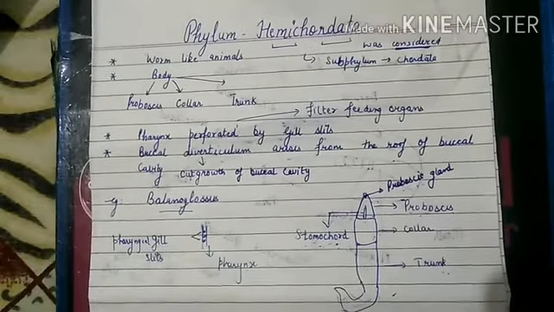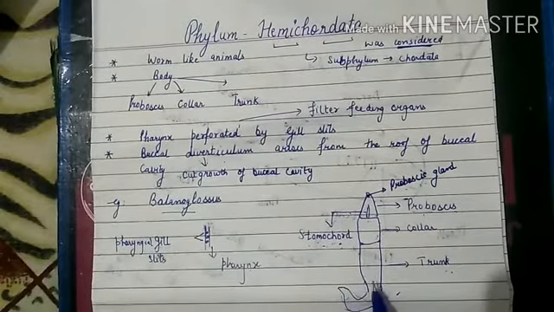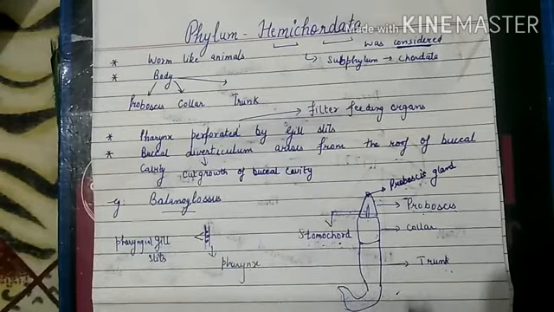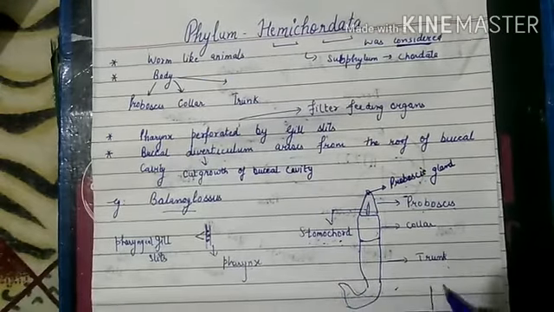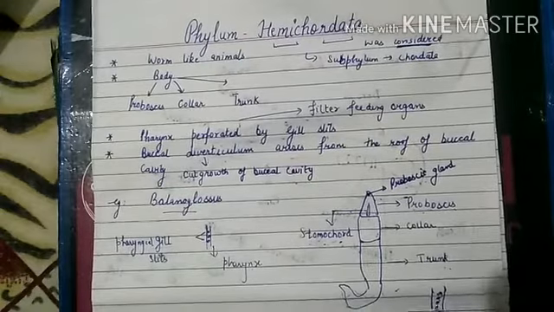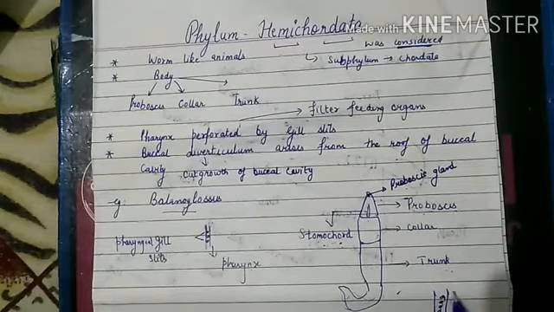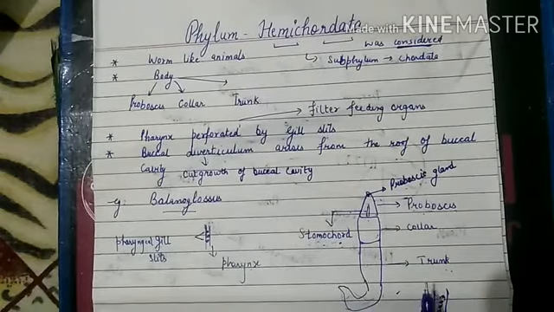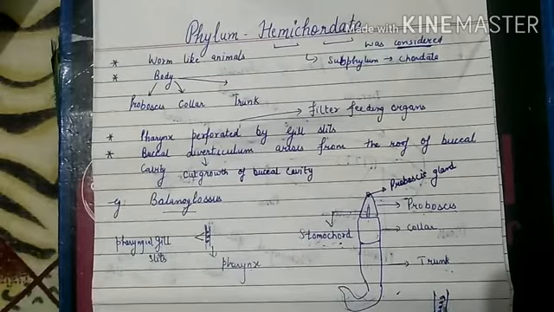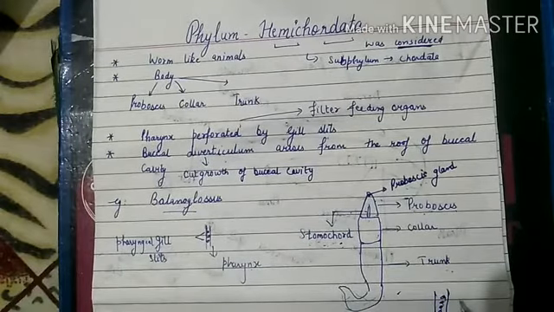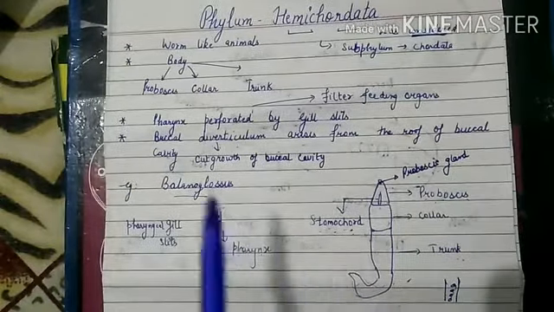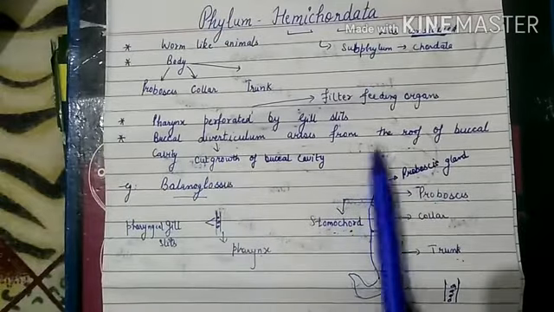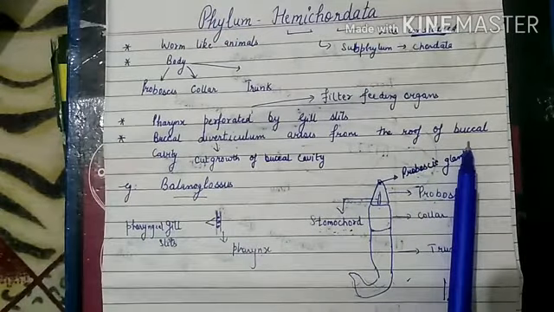Then this trunk consists of the pharynx. The pharynx is perforated by gill slits. So we will see in the trunk there is a pharynx, perforated by gill slits, and these gill slits are used for respiration. And the buccal diverticulum arises from the roof of the buccal cavity.